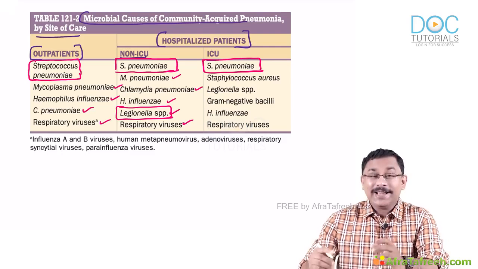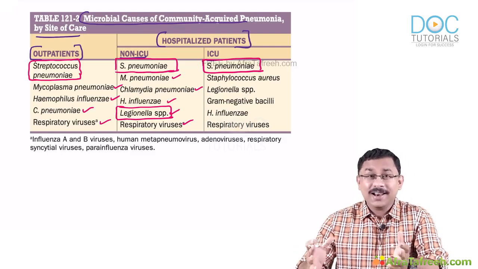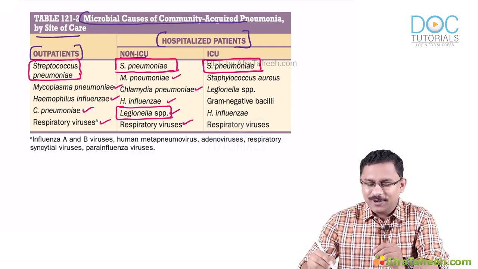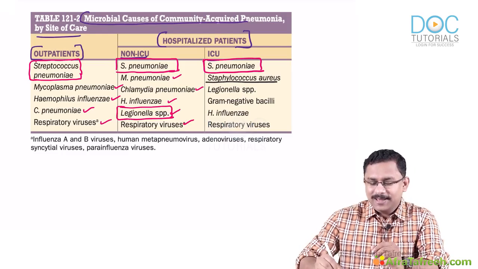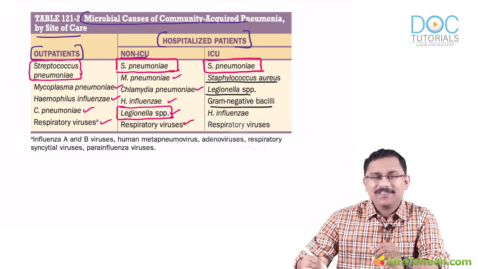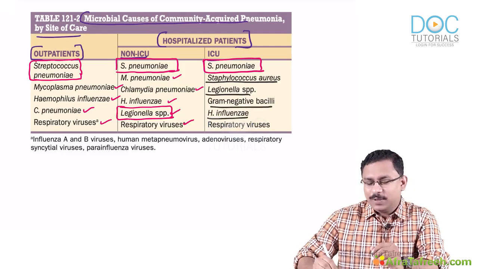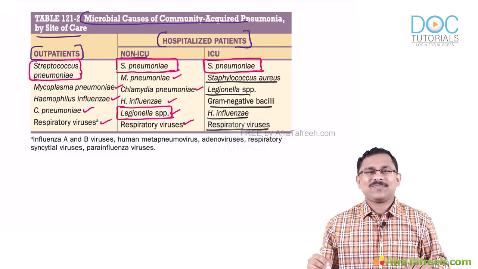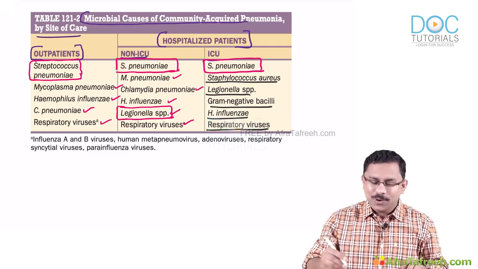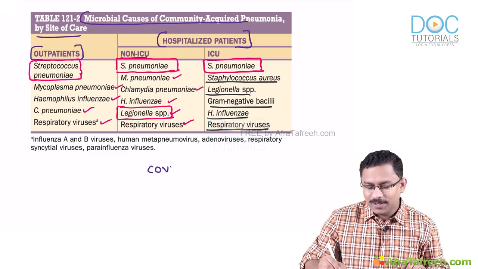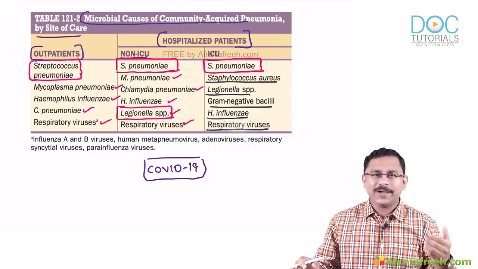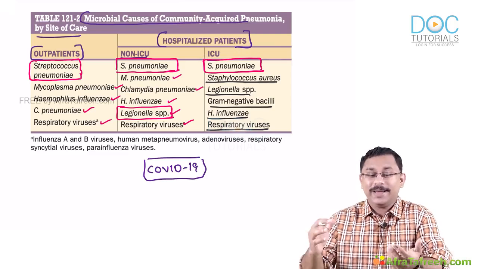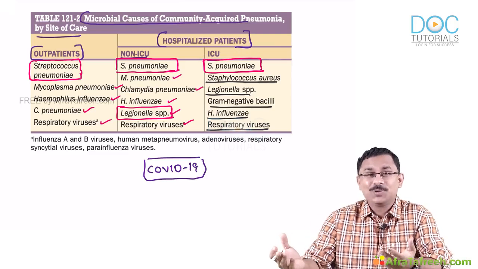Now in ICU patients, again, they are our real villains, the etiological agents. You have your Streptococcus pneumoniae, but now comes your Staph aureus. Again, your Legionella. Gram-negative bacilli come in. The virulent H. influenzae as well as respiratory viruses. And last but not least, you now have your COVID-19, which can present with a spectrum of manifestations. Some of them we can manage with home care, but it can produce severe manifestations which might make the patient get into the ICU as well.